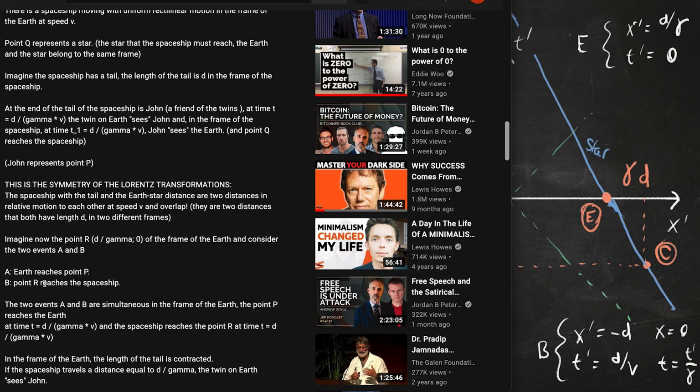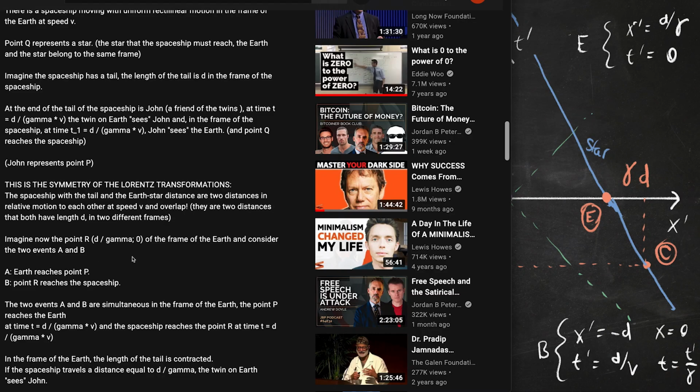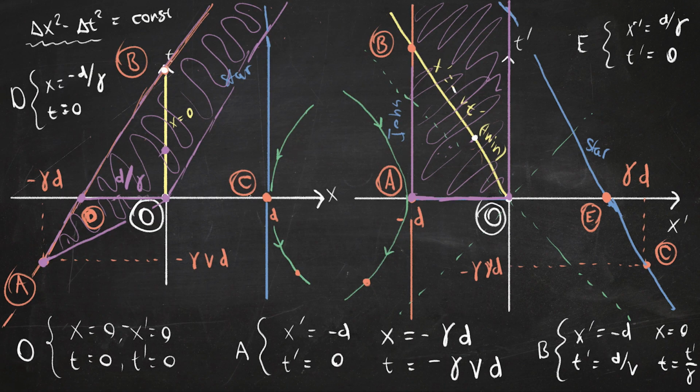And then the point R reaches the spaceship. The point R is D on gamma, comma 0 in the frame of the Earth. In the frame of the Earth, D on gamma. We don't have that yet. And then consider... okay, so you're saying D on gamma for some reason. That's going to be kind of here-ish, isn't it? Right? D on gamma, like that. It doesn't represent the star, it represents D on gamma in the frame of the Earth. Is that what you're saying?